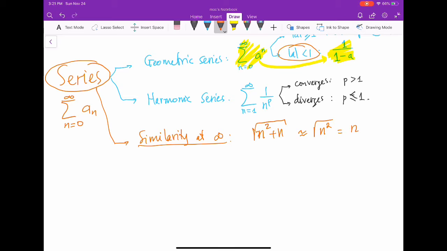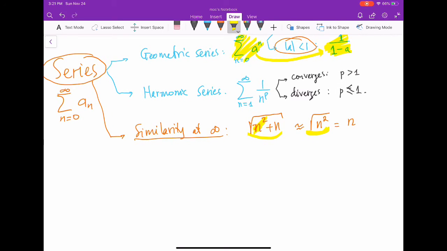So what does it mean? That means if they give you a polynomial, you just pick the terms with the highest degree. Because at infinity, n squared approaches infinity much faster than n. That's why the behavior of this expression is almost the same as the behavior of that one. So we say they are similar. Okay. Another important one is comparison.